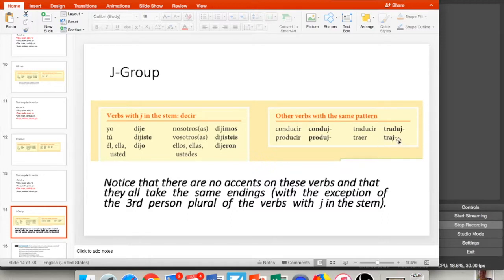Traje, trajiste, trajo, trajimos, trajisteis, trajeron. Conduje, condujiste, condujo, condujimos, condujisteis, condujeron. You can go through and conjugate all of these. Notice, again, this third-person plural, the they or y'all form is weird. It is not ieron, it's eron. Make sure you take note of that.